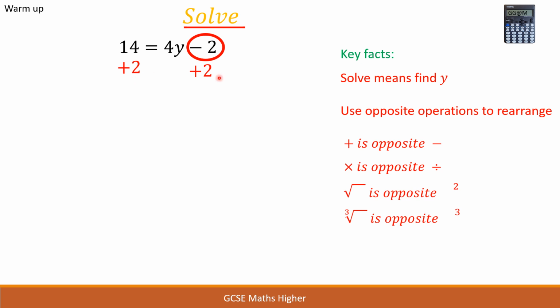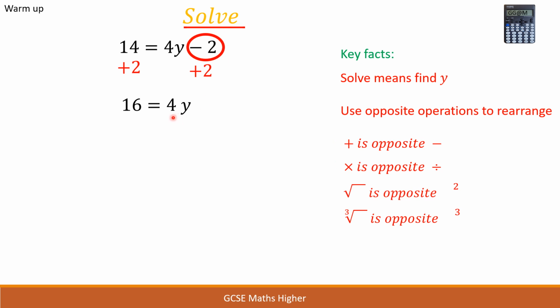Now this method here is a method we're going to use when we come to rearrange. So this is basically rearranging with numbers, but when it comes to the exam, you will have to rearrange with letters. So 14 plus 2 is 16, and that is going to equal 4y, because when I add +2 and -2, they cancel out, leaving me with 0. So these terms here just disappear.